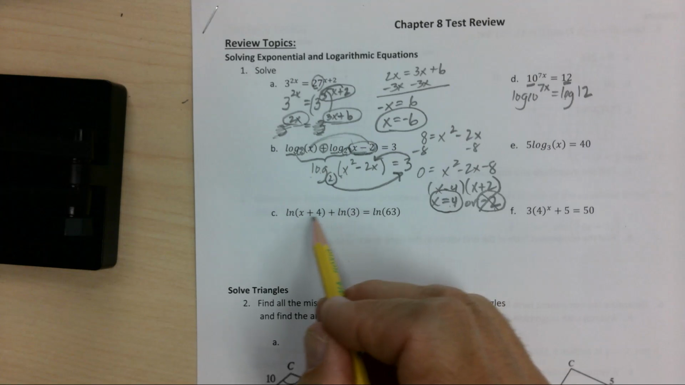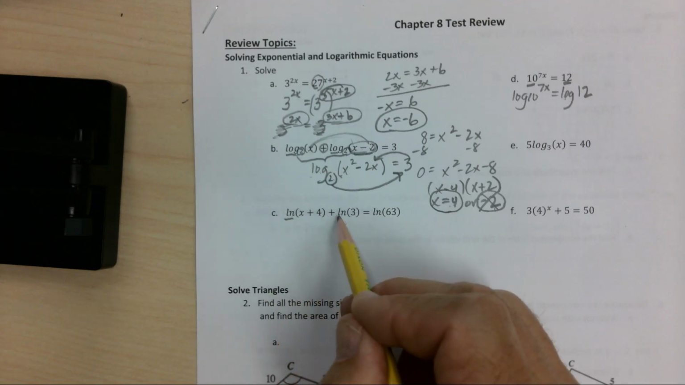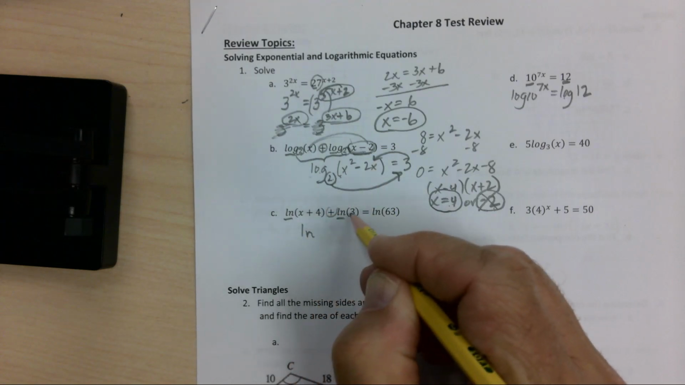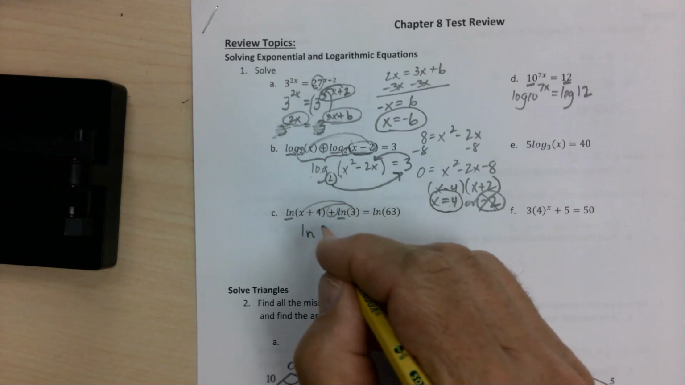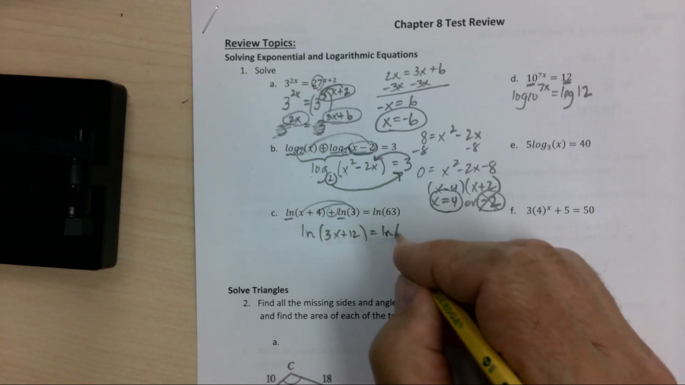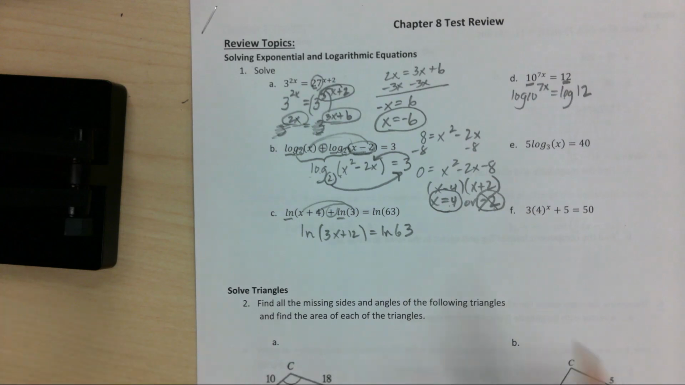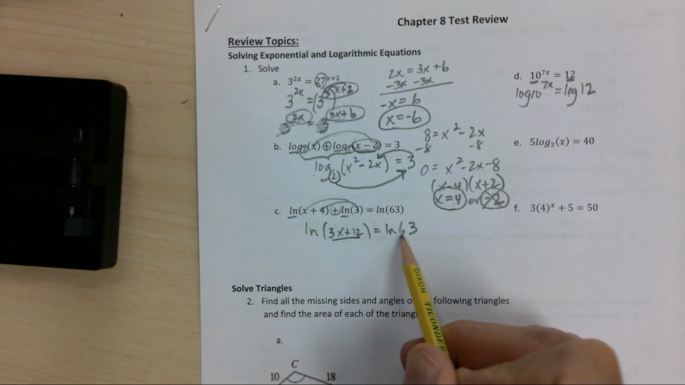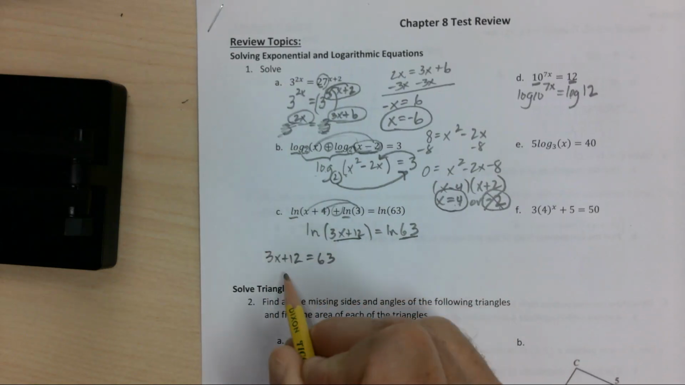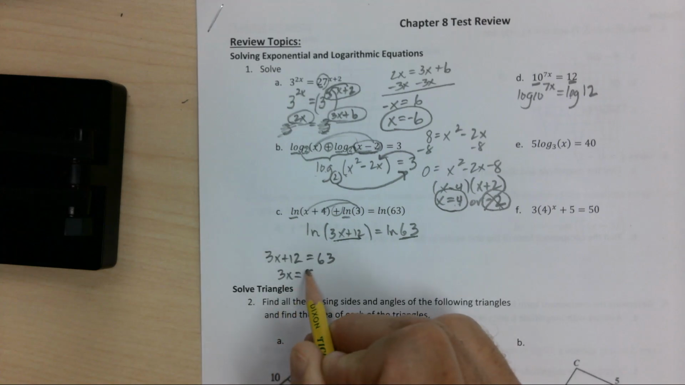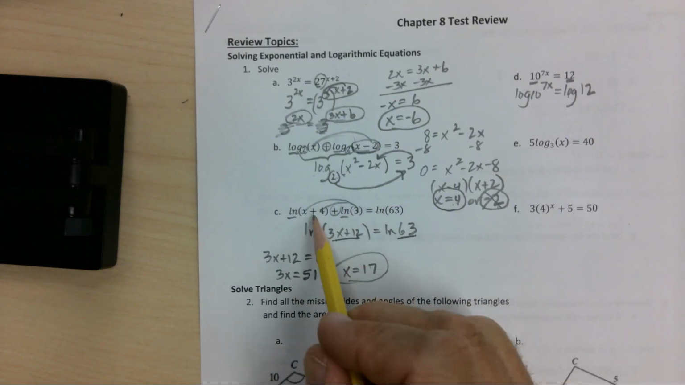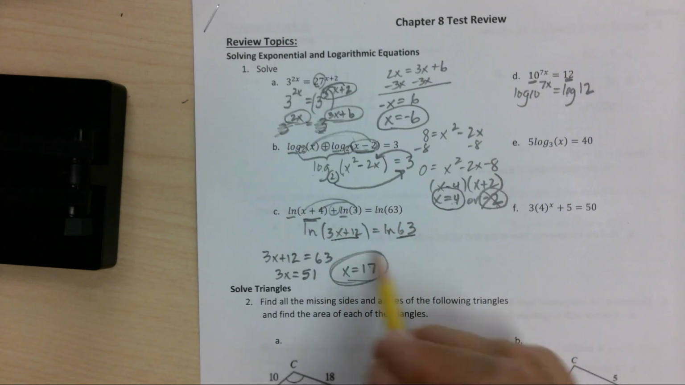Letter C. Again, 2 logs. These are natural logs, but they're separated by addition. So the 2 shall become 1 by multiplication. So we distribute this through. 3x plus 12 equals natural log of 63. Now we kind of know what to do with this. This has to equal this. So 3x plus 12 equals 63. Subtract 12, I get 51. Divide by 3, I get x is 17. Check it. Positive stuff, no problems. There's my winner, chicken dinner.